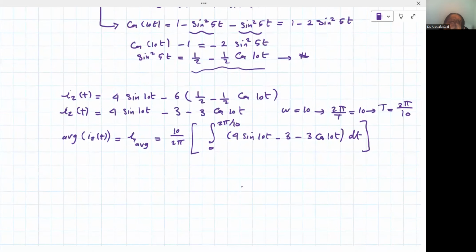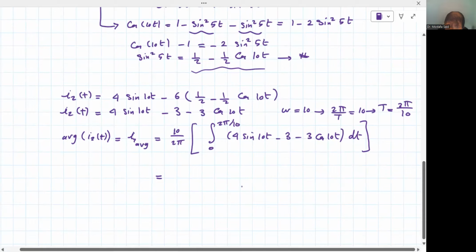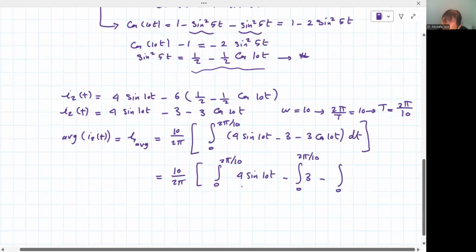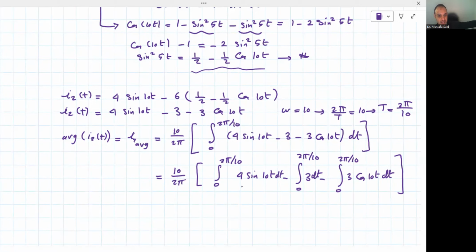Then we can distribute the integral. So 10 over 2 pi, we can have 3 integrals, 0 to 2 pi over 10, 4 sine 10t, minus 0 to 2 pi over 10, 3 cosine 10t, minus 0 to 2 pi over 10, 3. Yeah, and there is dt everywhere. Don't forget the dt. Okay, we have 3 integrals. We can go easily on Wolfram Mathematica or math and solve it.